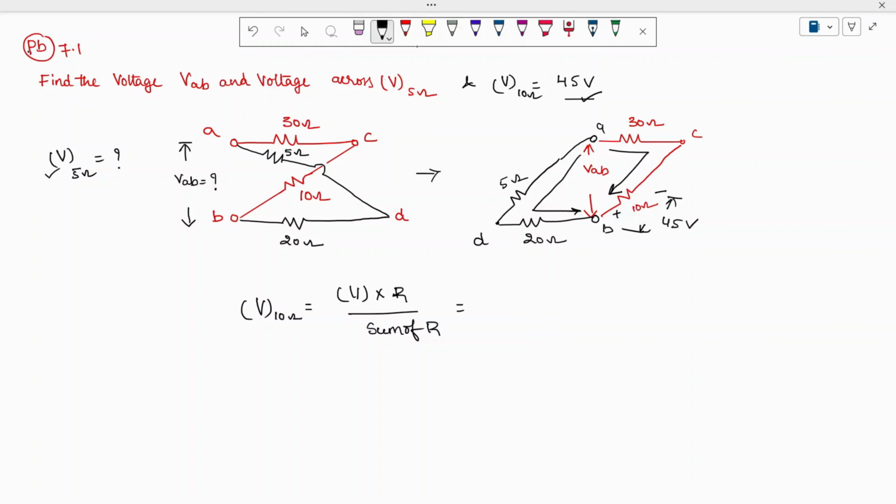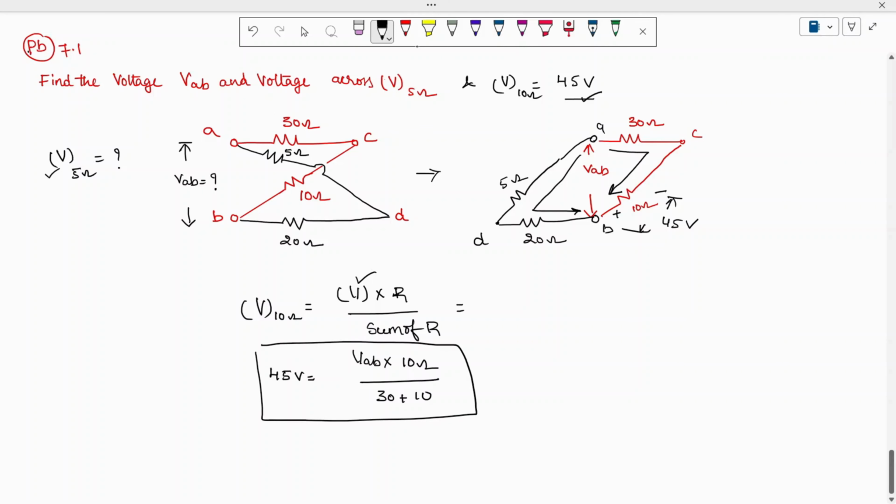The voltage across 10 given in the problem is 45 volts. What is the total voltage? The total voltage is VAB. At this point I require the resistance of 10 ohm, the same resistor, divided by the sum of resistors which are connected in series. What are those two resistors? 30 plus 10. Then we can find VAB.